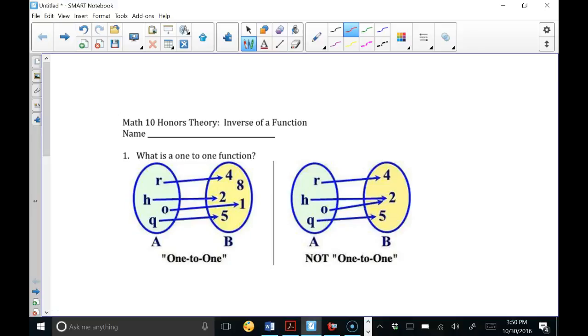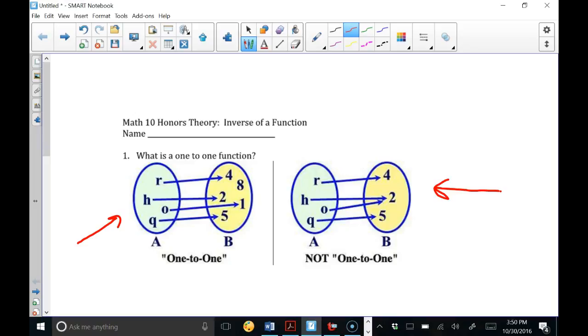Hi, this video is on inverses of a function. Let's go back and review what a one-to-one function is for a moment. From what we've said in the past, this picture says that the one on the left is a one-to-one function, and the one on the right is not a one-to-one function. And I think this is almost right, except there's a problem here.